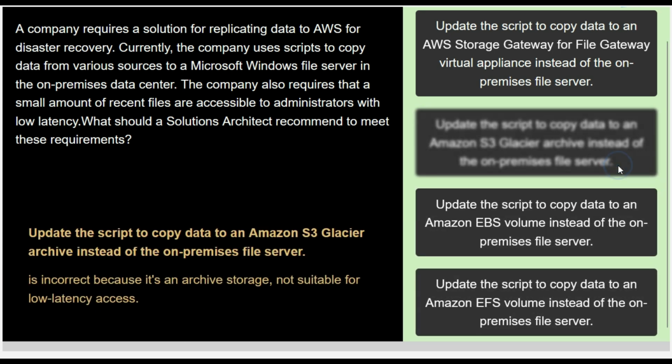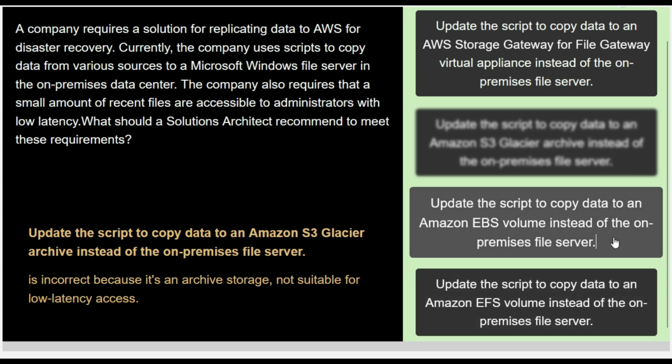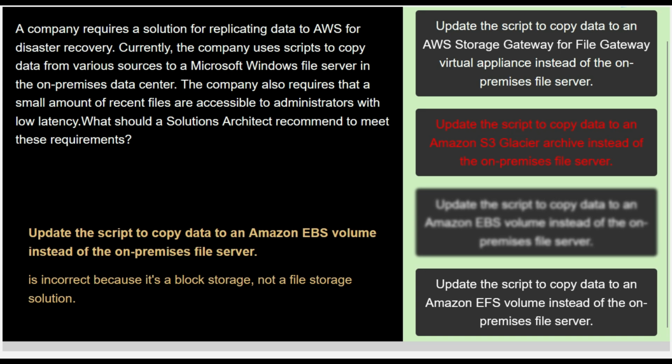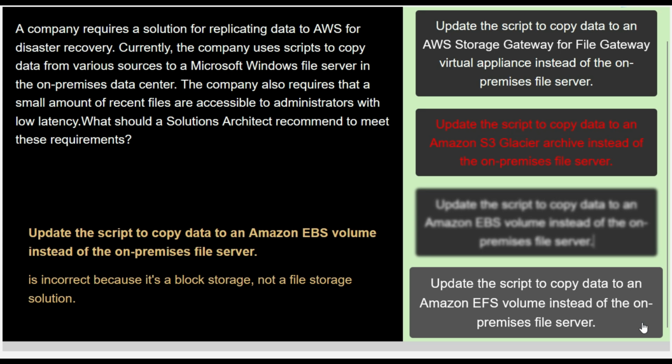Option 2, update the script to copy data to an Amazon S3 Glacier archive instead of the on-premises file server. So this option is incorrect because it's an archive storage, not suitable for low latency access. Okay, so wrong answer. Let us go to option 3, update the script to copy data to an Amazon EBS volume instead of the on-premises file server. This option is also incorrect because it's a block storage, not a file storage solution. Alright, so wrong answer, option 3.